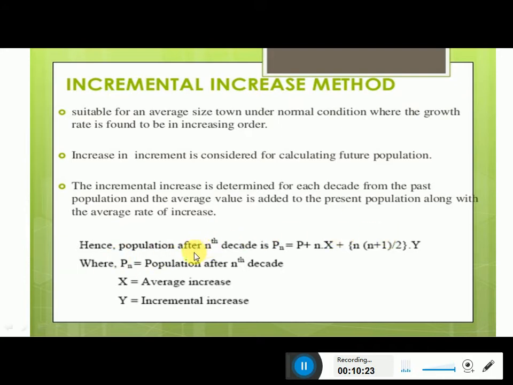According to this method, the population after nth decade is given by Pn = P + n*X + n(n+1)/2 * Y, where Pn is the population after nth decade, X is the average increase, and Y is the incremental increase. Here both average increase and incremental increase are taken into account for the prediction of the population.